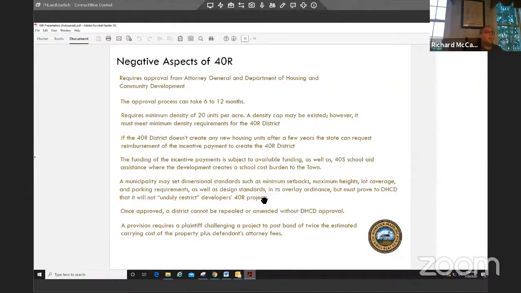Another negative aspect is what we call the clawback provision. So if the town were to enact the 40R district, and there's no activity in the district, the state may consider seeking reimbursement for that incentive payment. I will say that that hasn't happened as of yet, since the program's been enacted.